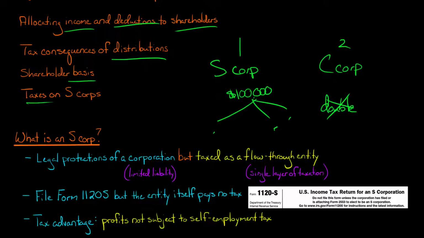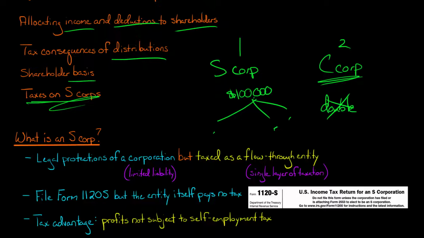Now, the tax return for an S corporation is Form 1120S. If you remember, for a C corp, it's Form 1120. For an S corp, it's Form 1120S. But remember, the S corp itself does not pay any income tax. There are a few exceptions where there are taxes that can be levied specifically on S corps, and we'll talk about that at the end of this video. But there's just a single layer of tax. You don't have S corps paying income tax.